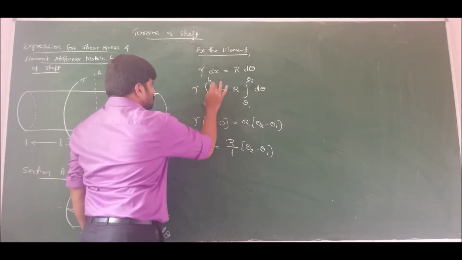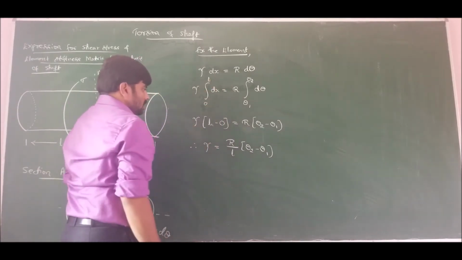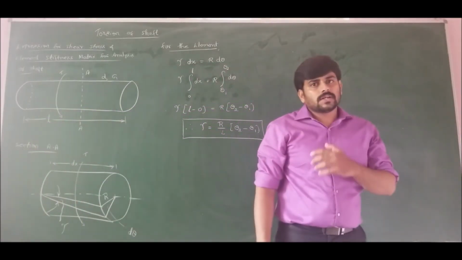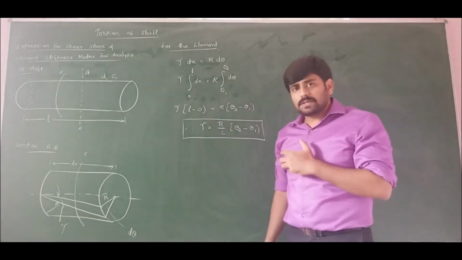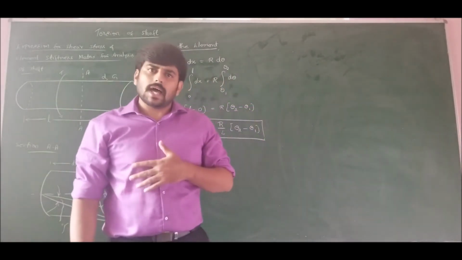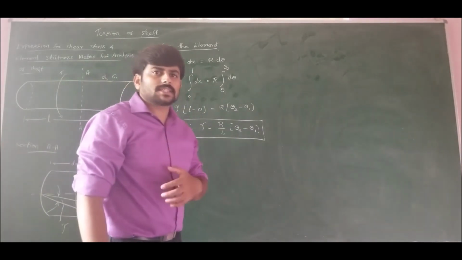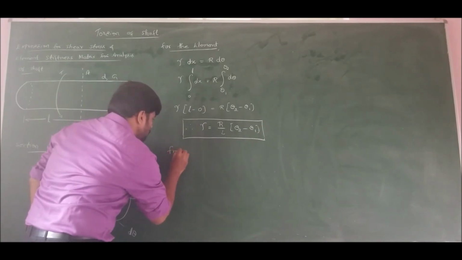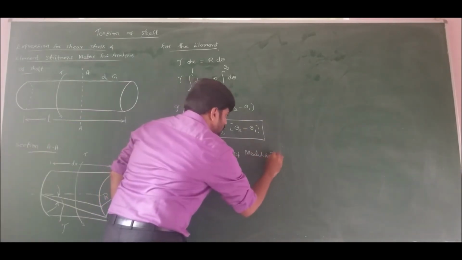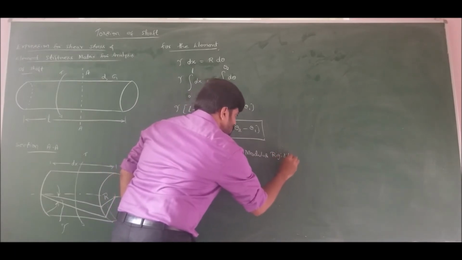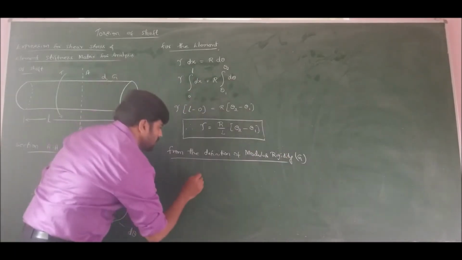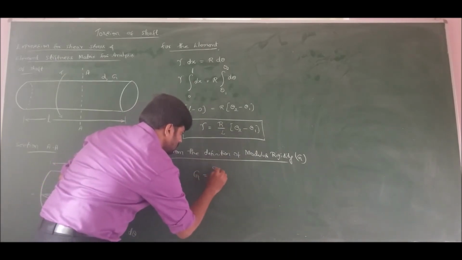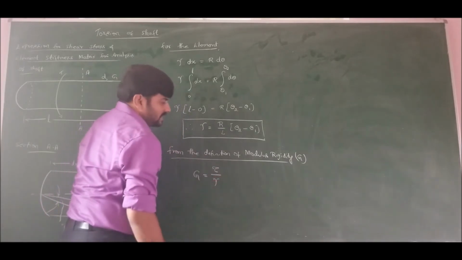So this L is the overall length. Now, from the definition of modulus of rigidity, we can define the rigidity modulus as the ratio of shear stress to shear strain within the elastic limit. So from the definition of modulus of rigidity, I can define the rigidity modulus as G is equal to shear stress tau divided by shear strain gamma within the elastic limit.